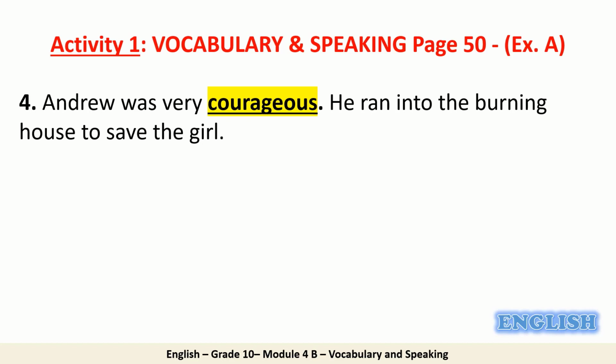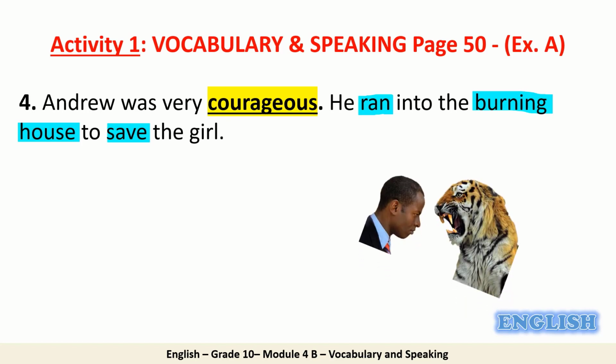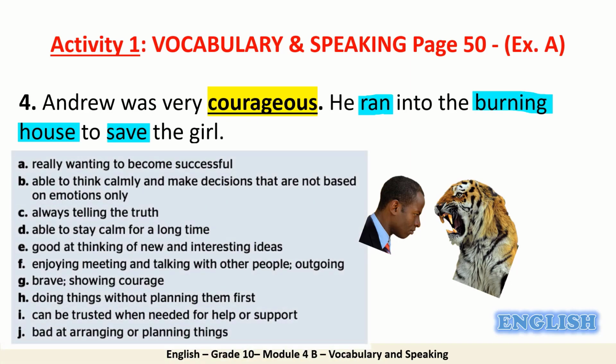Andrew was very courageous. He ran into the burning house to save the girl. So, I would like you to please look at this picture and try to find the definition of the word courageous. So, what can we say about a person who ran into a burning house? We say he is brave or he is showing courage, which is G.